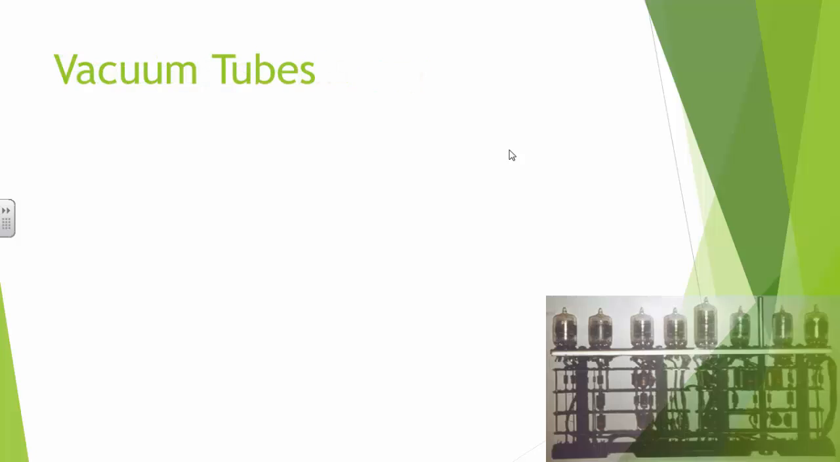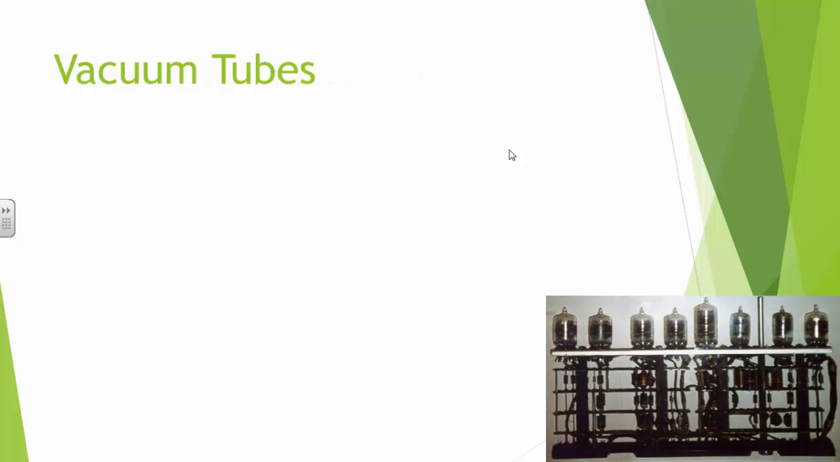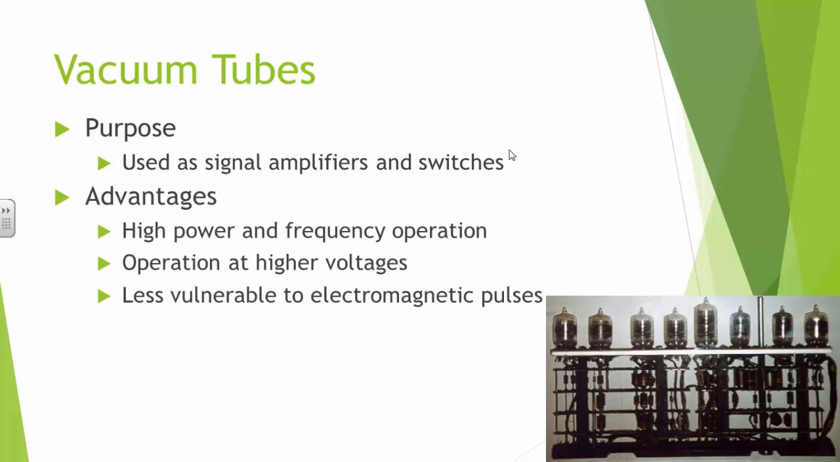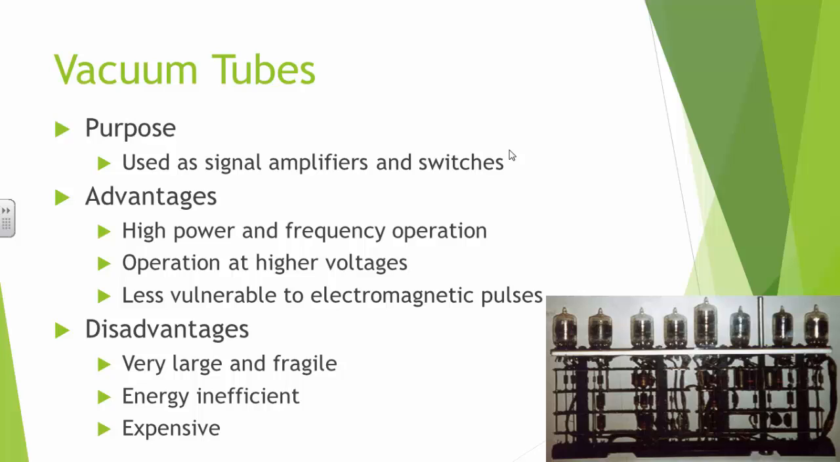Now, as far as the history of transistors goes, before we talk about transistors themselves, we need to talk about what was used before them. So before transistors, we had vacuum tubes, and vacuum tubes were similar to transistors. They were used as signal amplifiers and as switches, and they were awesome. They could work at high frequencies, they could handle high power, they were compatible with high voltage, and you may have heard of these things, electromagnetic pulses. They're less vulnerable to those as well.